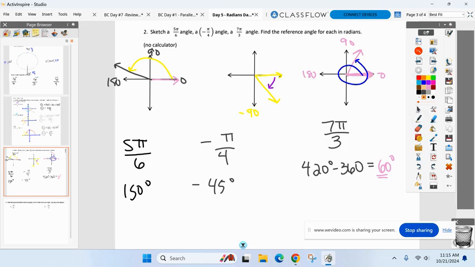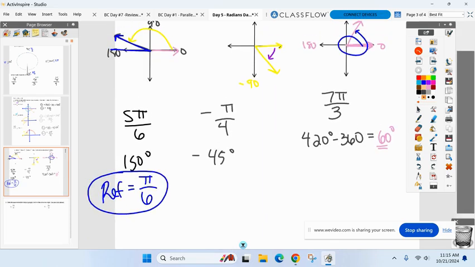This angle is what, 150 we said here? What's that angle then? 30, which would be what in radians? Pi over 6. Oh, that's interesting. The angle was 5 pi over 6, and the reference angle was pi over 6. That's interesting, huh?